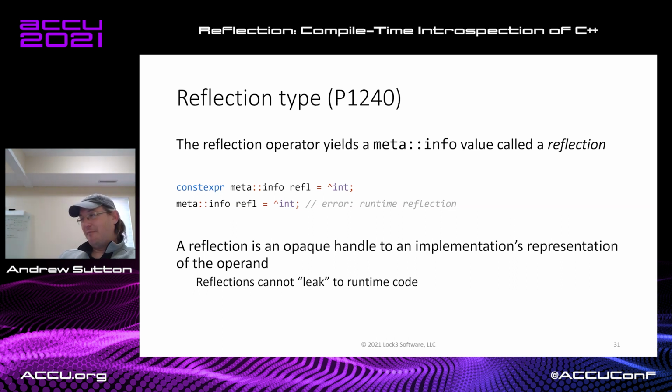Now we do have a restriction on meta info values. They cannot leak to runtime because the things that they represent, the handles they refer to, those internal data structures, don't exist at runtime for the most part, right? Like we don't have runtime type information for ints or char or float or pointers. And we don't want to require that we actually add that to translation units. So for now, at least, if you're going to work with meta info objects, if you're going to work with reflections, they must exist at compile time.